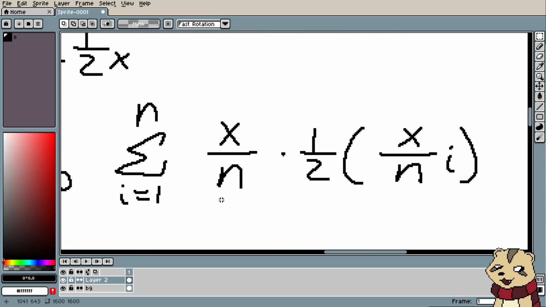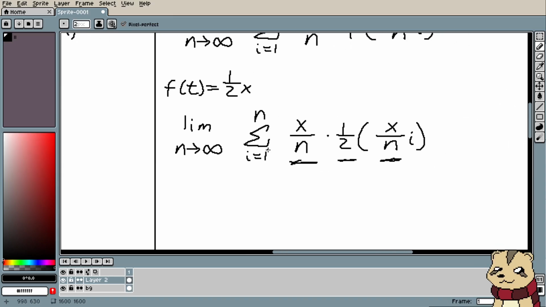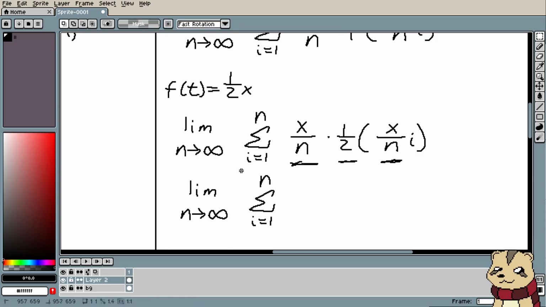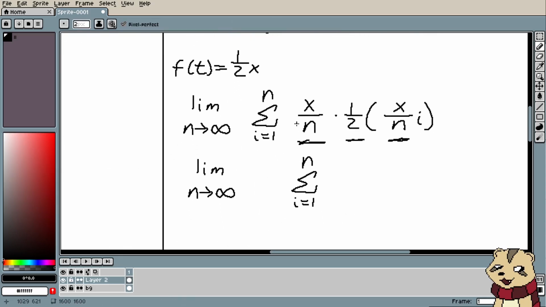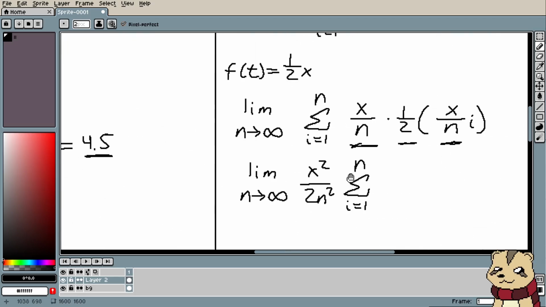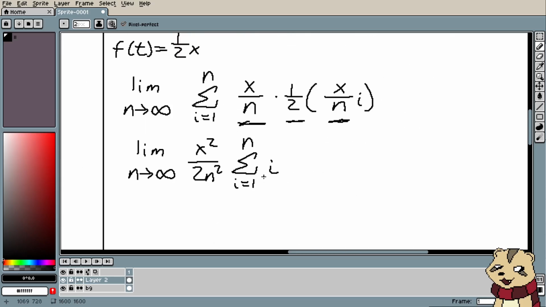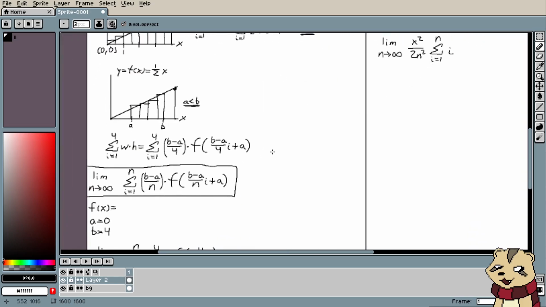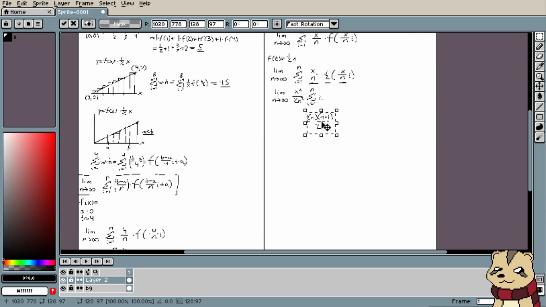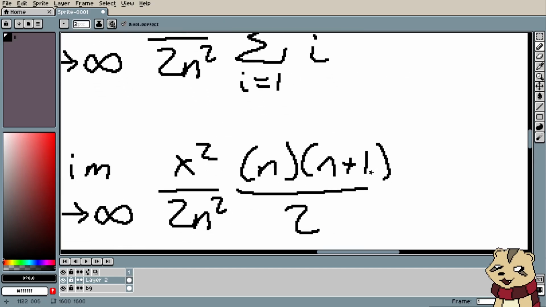And with this form, we can move this, this, and this to the left side because there's no i variables. It does not depend on i. So now, combining like terms, this becomes x squared over 2n squared. And then i is all alone here. And just like last time, we know what this equals. It's going to equal, yes, I'm being lazy here, n times n plus 1 over 2.